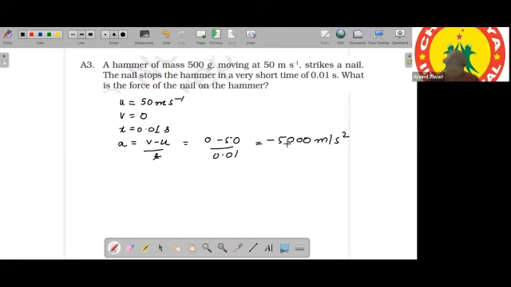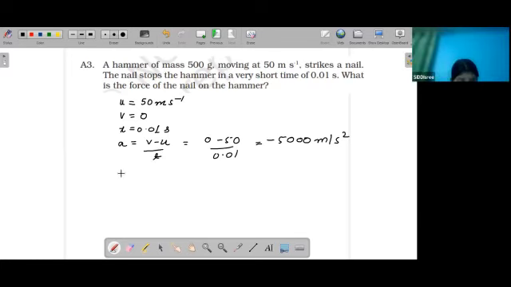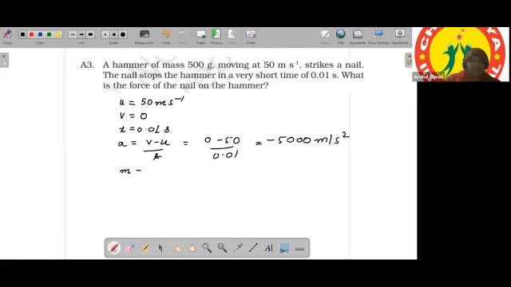Siddhisri? Yes, sir. So what will be the mass? Can you tell me the mass? I think you did not read the question. Siddhisri, did you read the question? Sir, 500 grams. So shall I use it as 500 gram or shall I convert it to kilogram then?